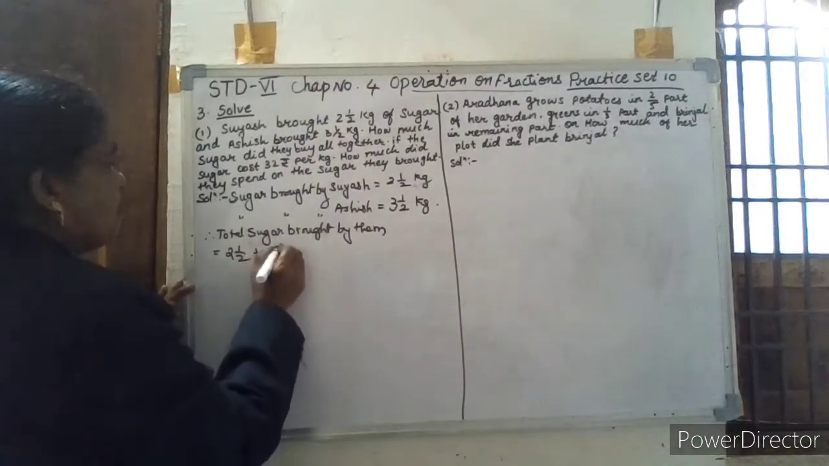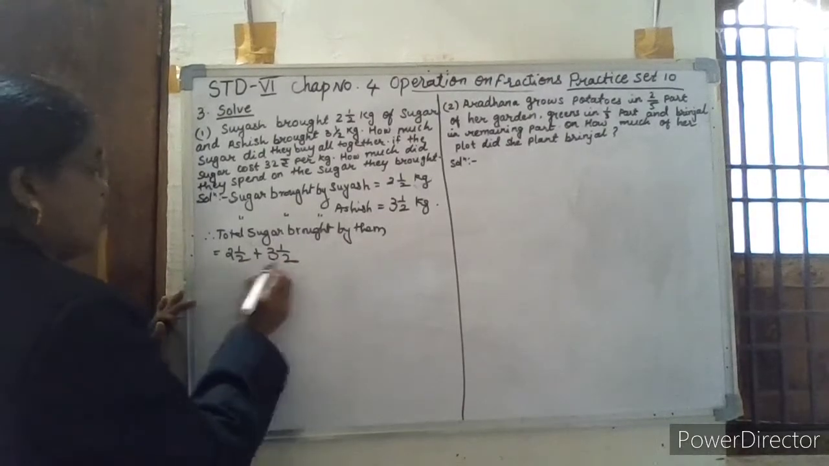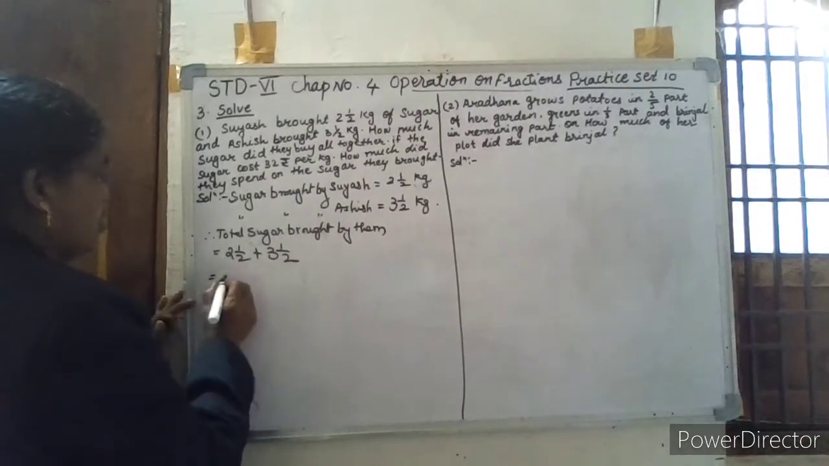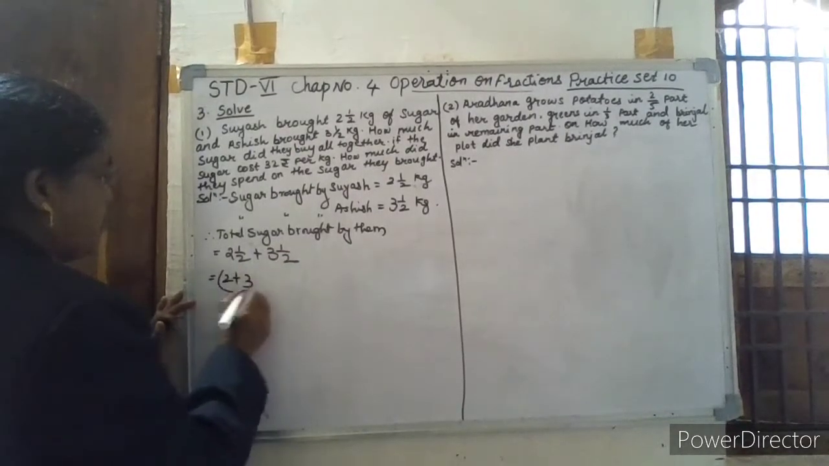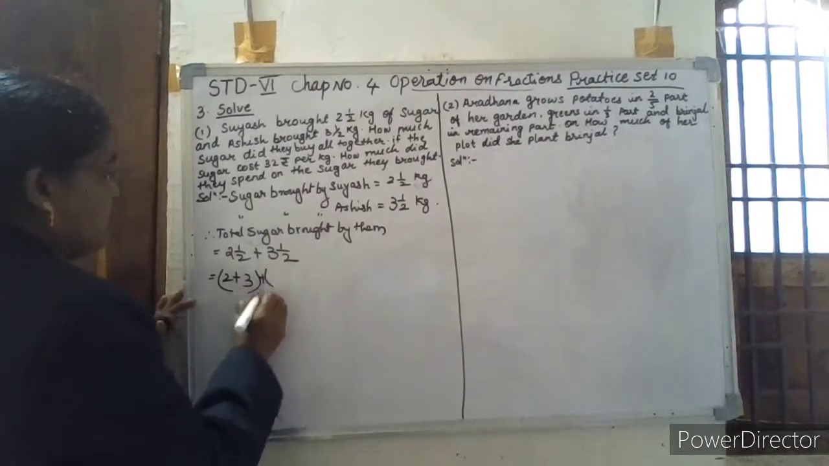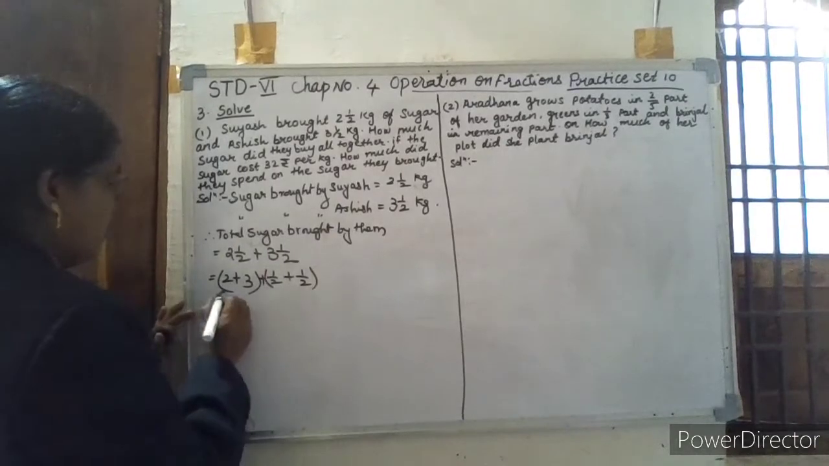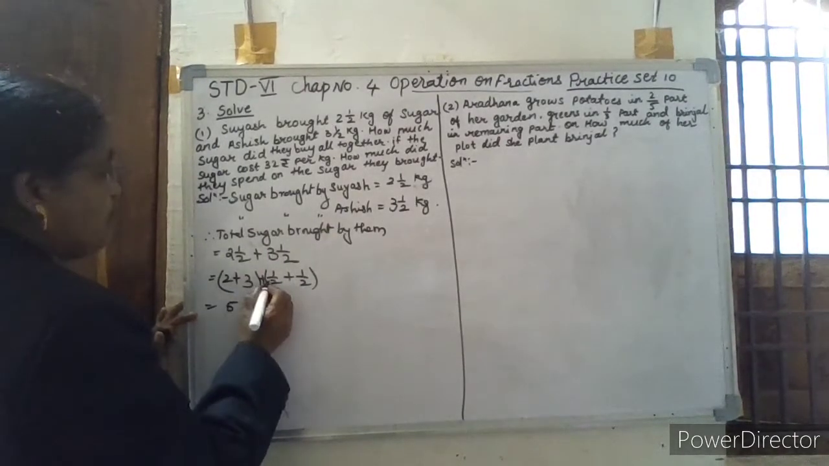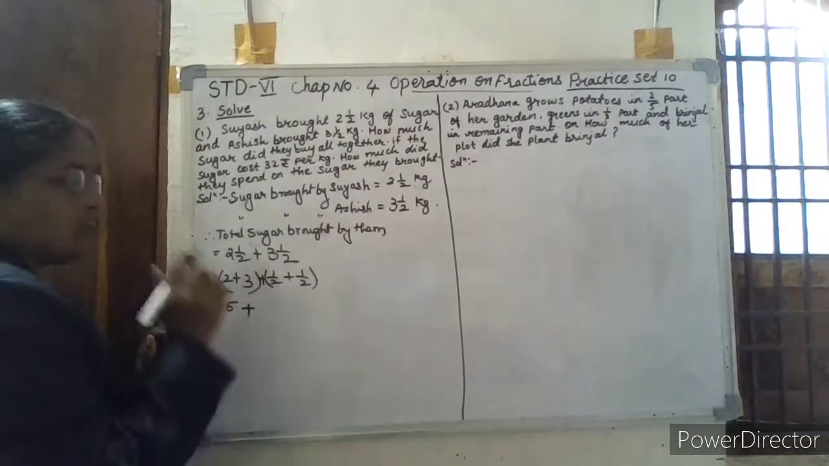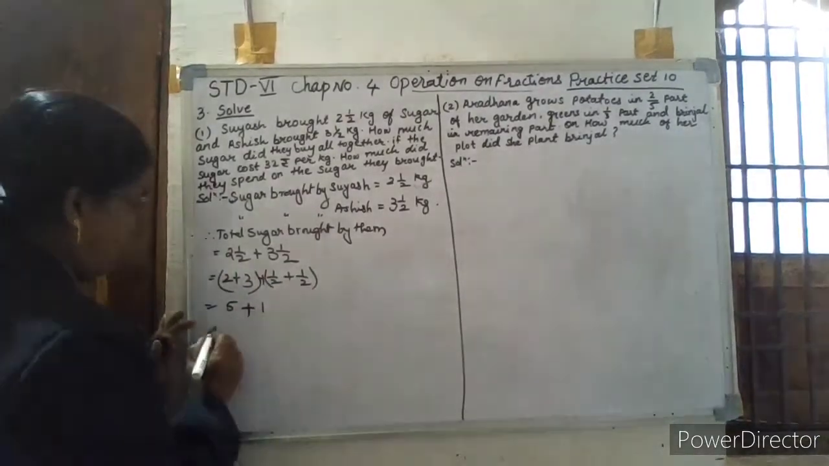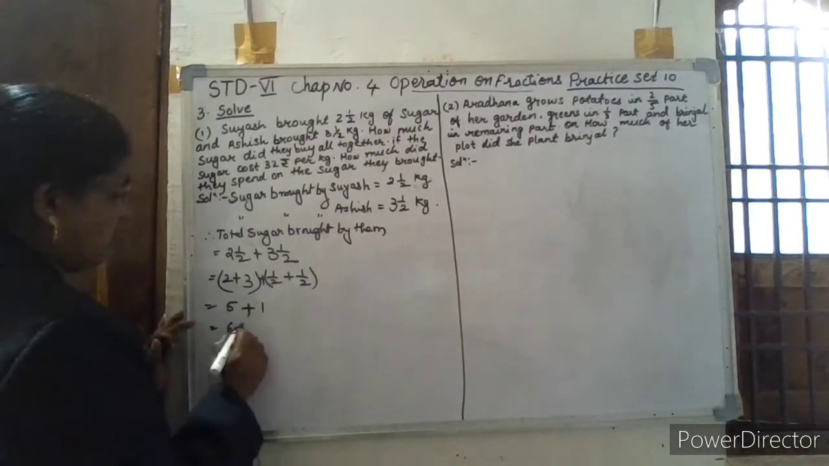So we'll do it by the first method, 2 plus 3, then plus here half plus half. So 2 plus 3 is 5. 5 plus, half plus half is 1. So 1, I will write. So 6 kg of sugar they have brought altogether.